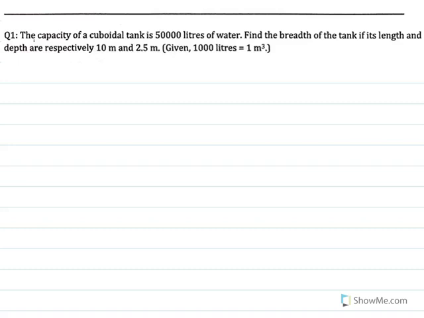The capacity of a cuboidal tank is 50,000 liters of water. Find the breadth of the tank if its length and depth are respectively 10 meter and 2.5 meter. Capacity means volume. So volume of cuboidal tank equal to 50,000 liter.